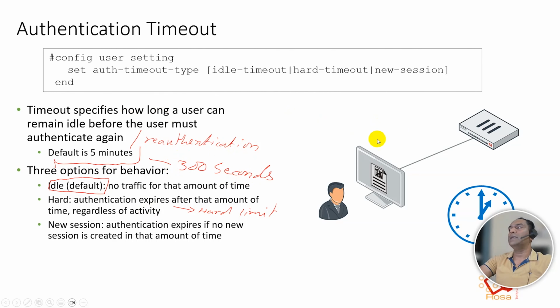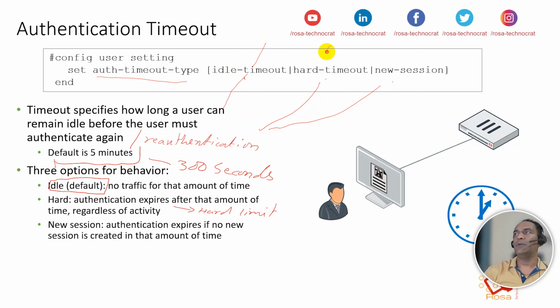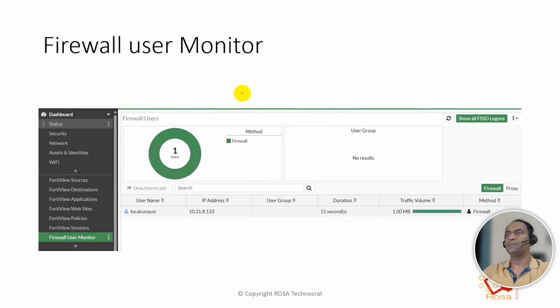If you check under the settings, under config user setting, we have set auth-timeout-type: idle-timeout, hard-timeout, new-session. So this is what each option means. The user authentication will be timed out after an idle timeout period, or a hard limit, or based on a new session. So this is the behavior of authentication.